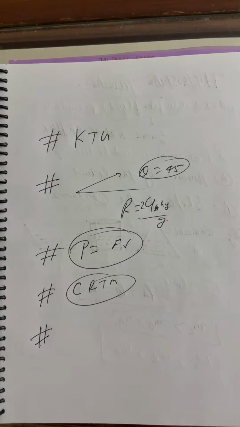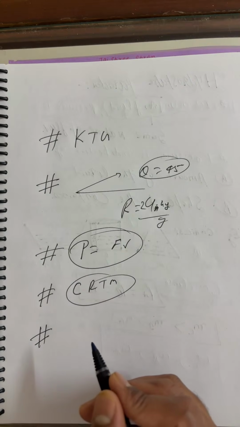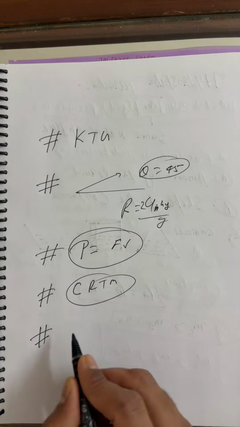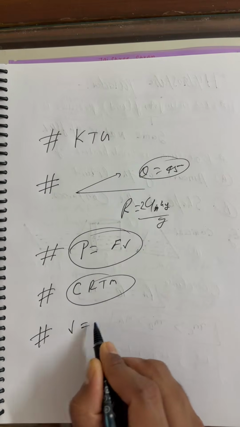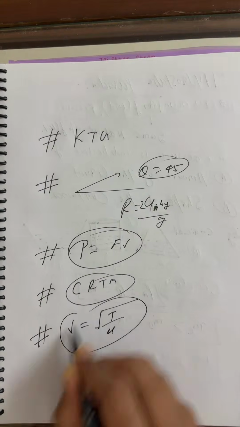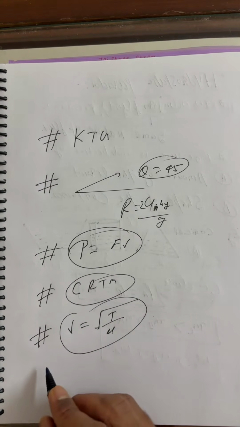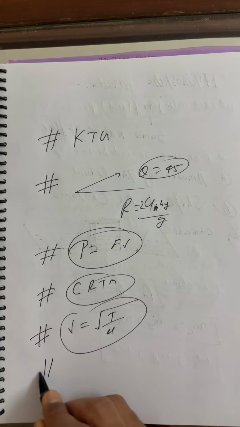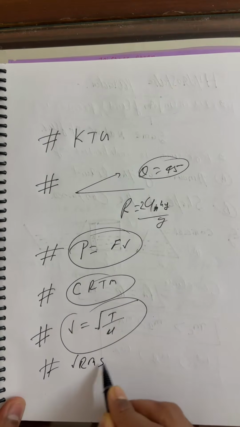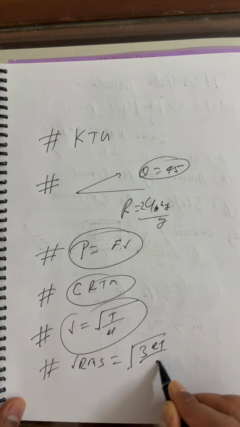From nodes, they asked one question on node and anti-node. But they didn't ask this question here, for a standing wave, this kind of formula. One more, they can repeat these questions: VRMS is equal to root of 3RT by M.